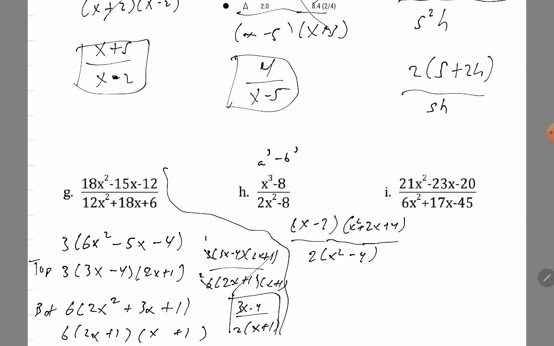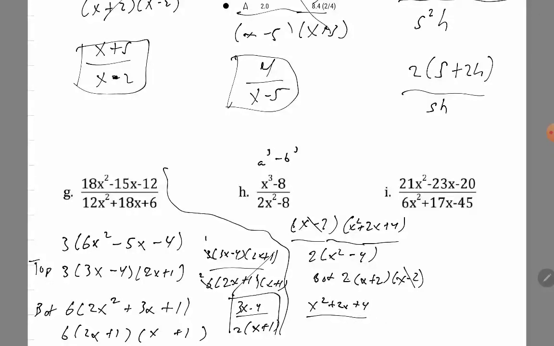So the bottom is going to become, so just looking at the bottom, this is going to be 2x plus 2 x minus 2. So that's going to cancel out with that. So I'm going to be left with x squared plus 2x plus 4 up top. And no, we cannot factor that.